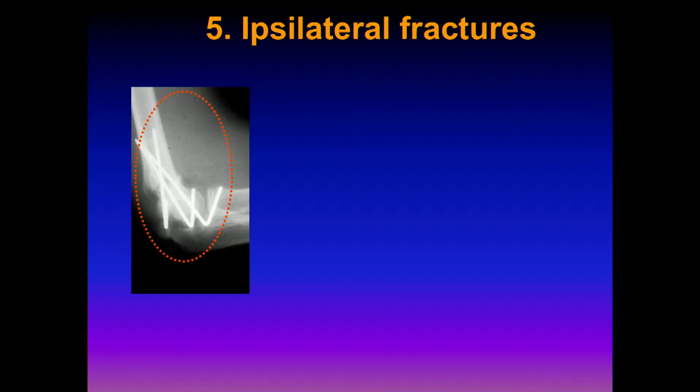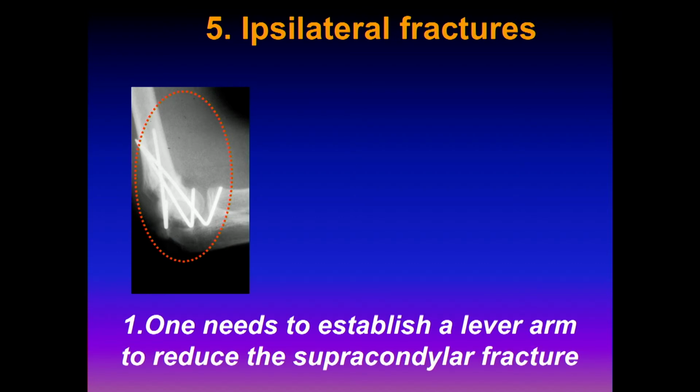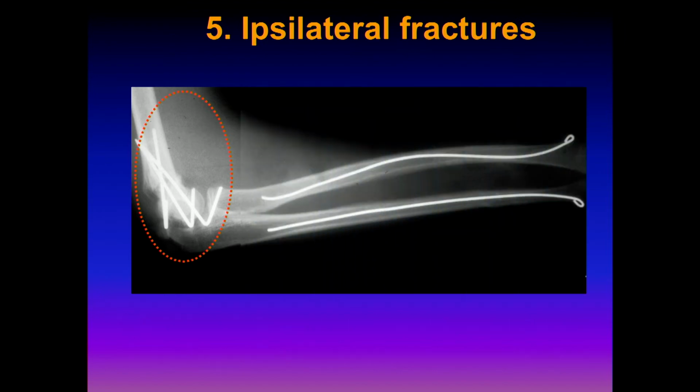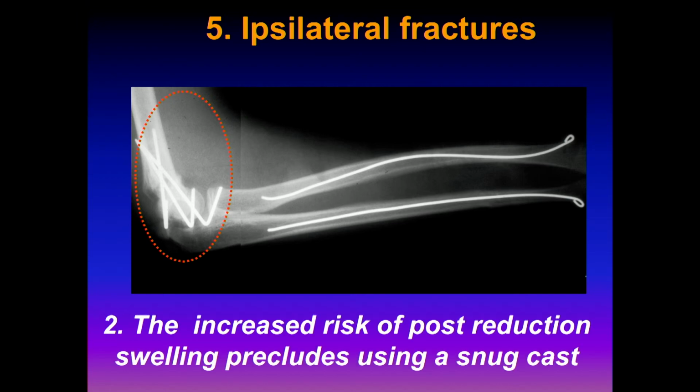Now, ipsilateral fracture. This is a supracondylar fracture, and it also had a midshaft radius and ulna fracture, complete. What are you going to do? How are you going to manipulate that supracondylar fracture? You need to fix the radius first. That's right. You need a lever arm to manipulate that distal fragment, so you need to fix and stabilize that first so you'll have a nice long lever arm. Plus, you don't want to put a real tight-fitting cast on, especially with a supracondylar fracture, because it increases the risk of post-reduction swelling. Fixation precludes the need; you don't really need a snug cast.